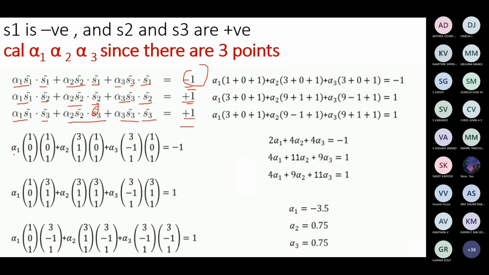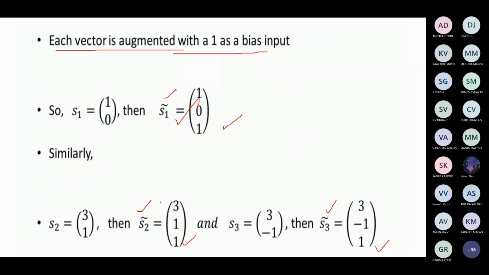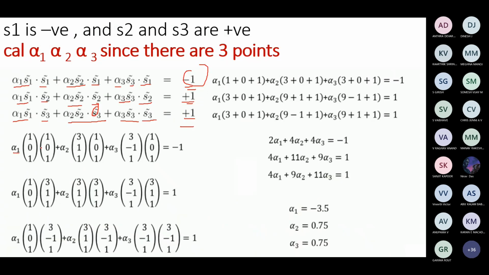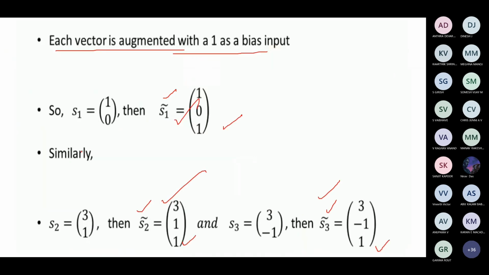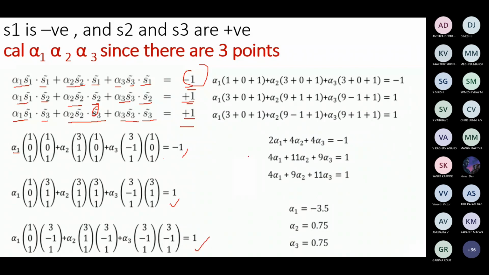Now replace this equation. Alpha is what we have calculated, right? S1 tilde, S2 tilde, and S3 tilde we have been calculating. So 1, 0, 1 into 1, 0, 1. Then 2 we know. Just plug in the values. Equal to -1. Then plug in the values, equal to 1. Then plug in the values. So you will get this one.